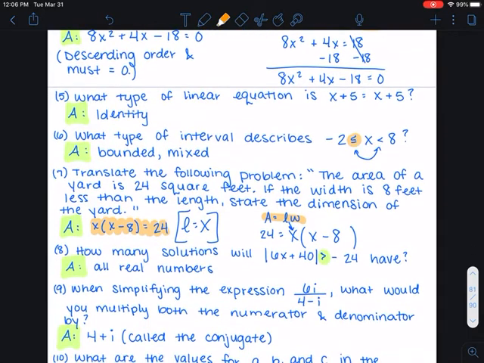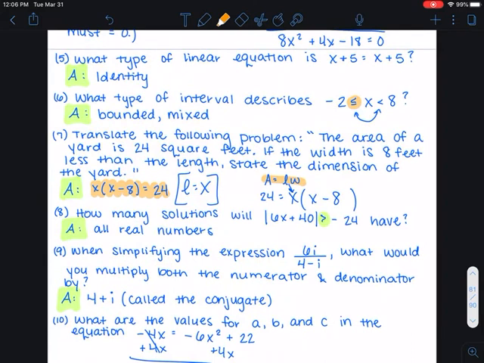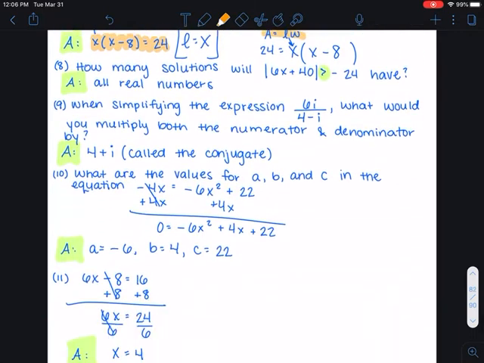Alrighty. Number 8, how many solutions will the absolute value of 6x plus 40 is greater than negative 24 have? It's going to have all real numbers. Okay. Just about any real number that you plug in will end up being greater than negative 24. When simplifying the expression 6i over 4 minus i, what would you multiply both the numerator and denominator by? You multiply it by the conjugate, 4 plus i.